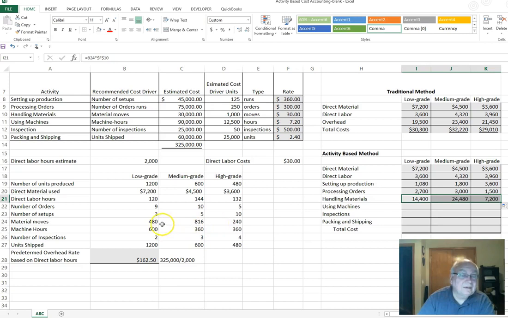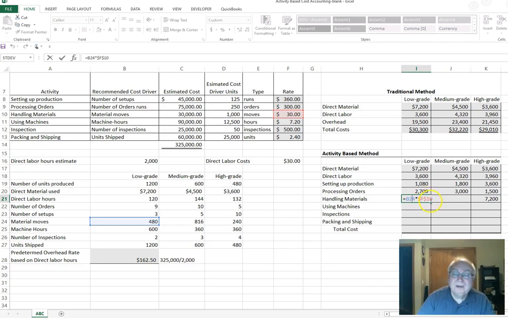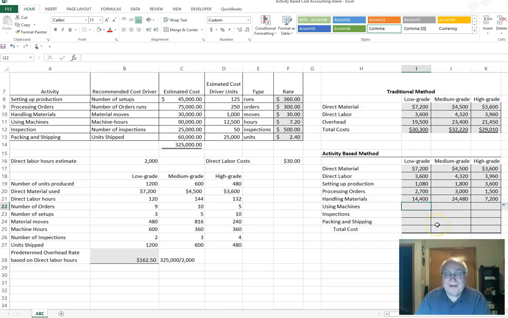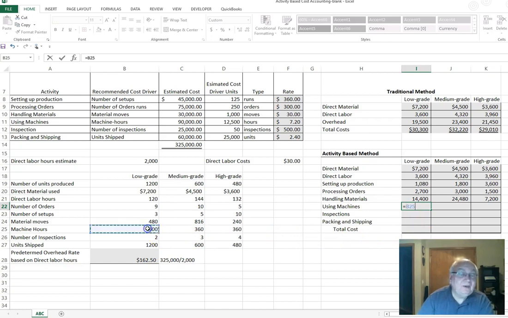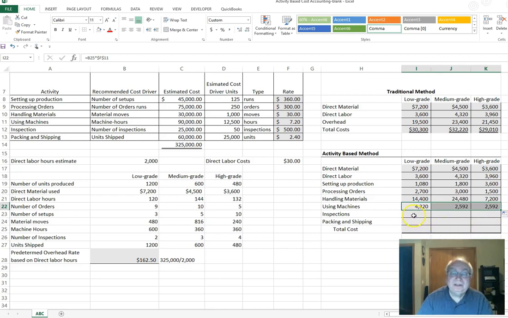So that's 14,400. And then we take the 816 times 30 and the 240 times 30. That's right. Okay, all right. Machinery. That's based on machine hours. So that one was 600, and that's the 720. So we had that one across.